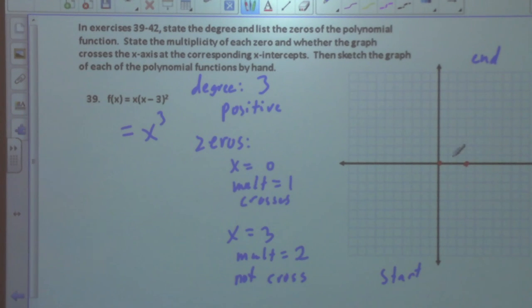And what do we do next? We approach this 0 here at 0, right? Are we going to cross or not? Yes, we're going to cross. We come down here and get to 3. Are we going to cross or not? No, not. And we're going to go like this. And so really that's going to be it for number 39.